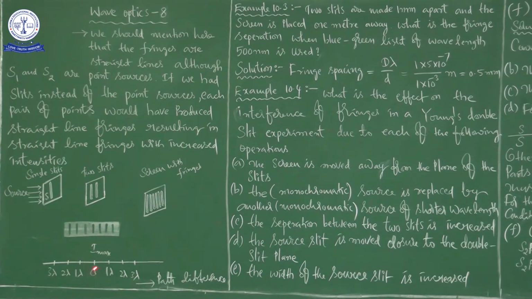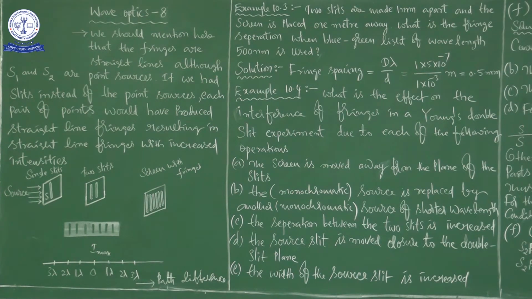See this, here is the scale: it is 0, lambda, 2 lambda, 3 lambda, and on the left hand side also the same, lambda, 2 lambda and 3 lambda, right? So it is the photograph and the graph of the intensity distribution in Young's double slit experiment. Now we are going to discuss two example problems.